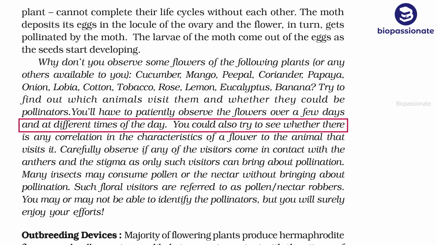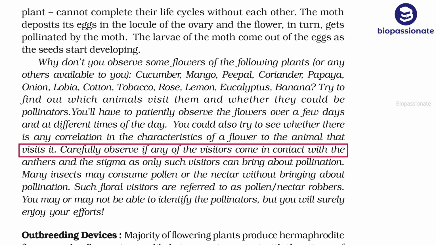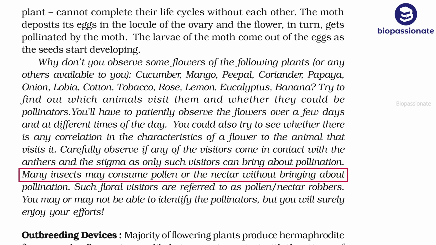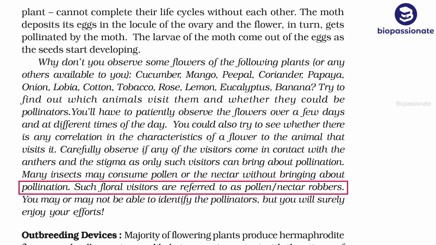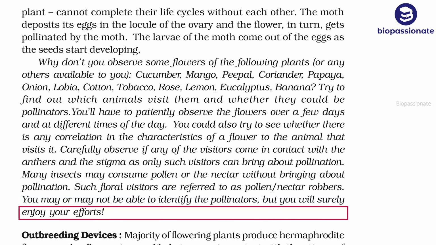You could also try to see whether there is any correlation in the characteristics of a flower to the animal that visits it. Carefully observe if any of the visitors come in contact with the anthers and the stigma, as only such visitors can bring about pollination. Many insects may consume pollen or the nectar without bringing about pollination. Such floral visitors are referred to as pollen nectar robbers. You may or may not be able to identify the pollinators, but you will surely enjoy your efforts.